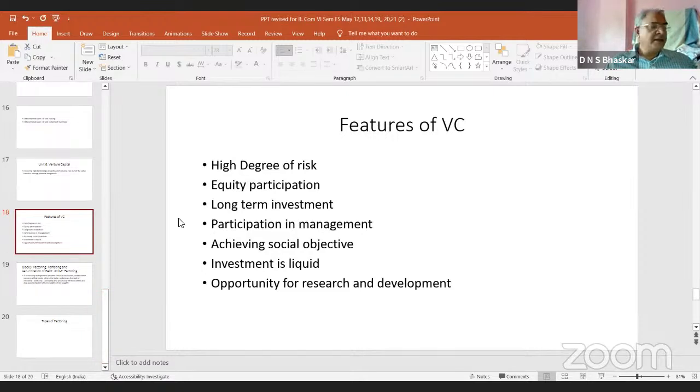Another one is called important service. Then, what are the various modes of venture capital financing? This is an important aspect.